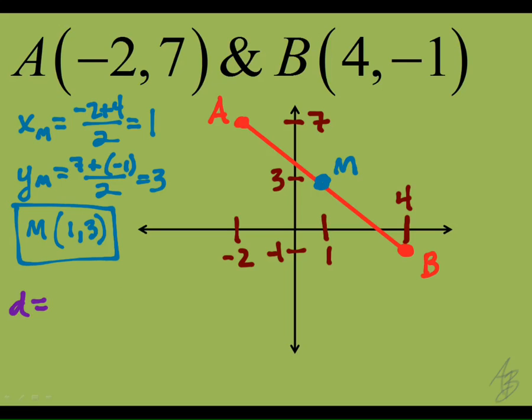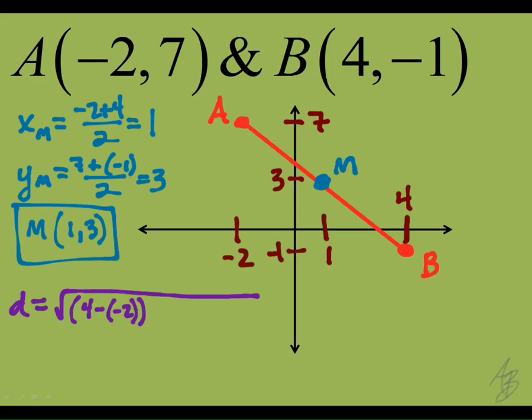Parentheses, 4 minus -2, and then another parentheses. Okay, so that's x2. X2 is 4. X1 is negative 2, so that's x2 minus x1. And then what do we have to do with that? What do we have to do with that parentheses?